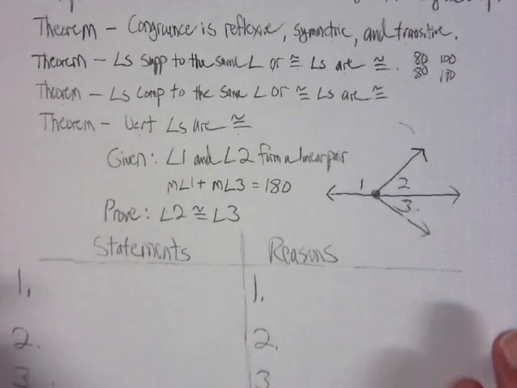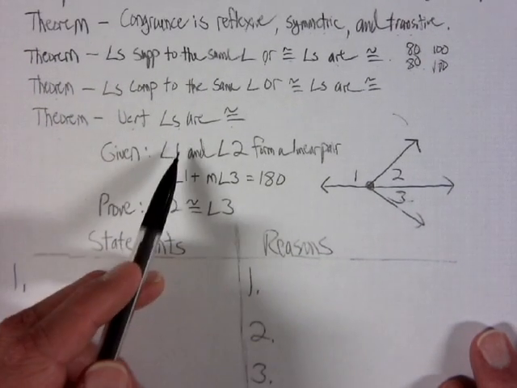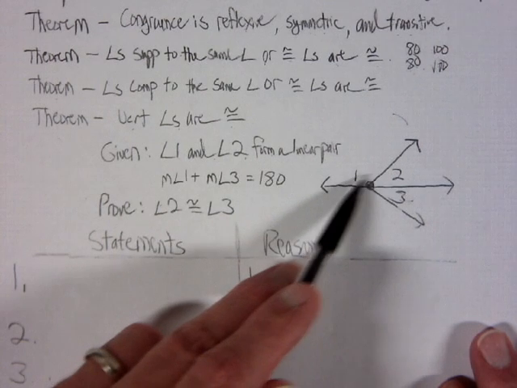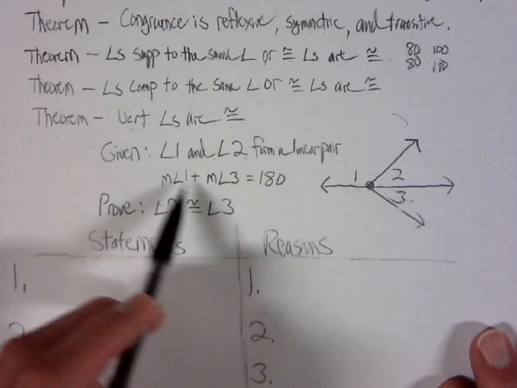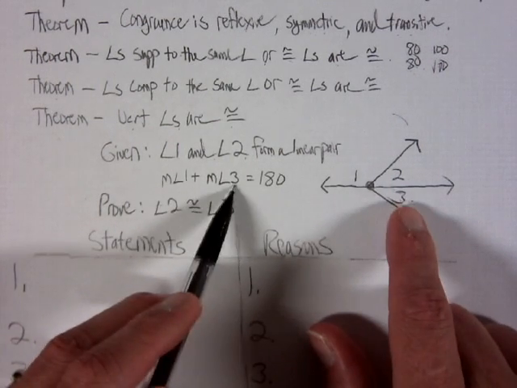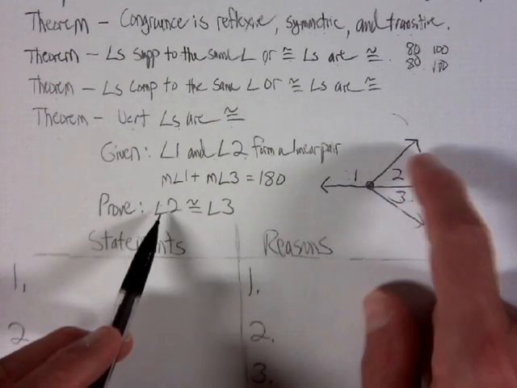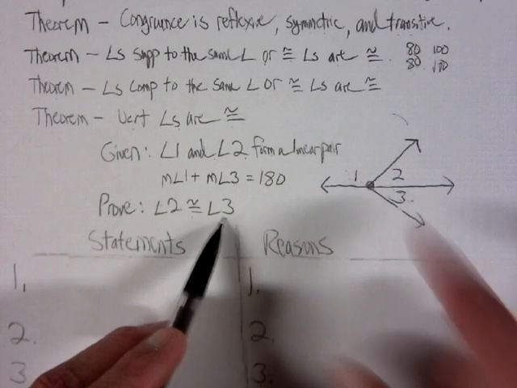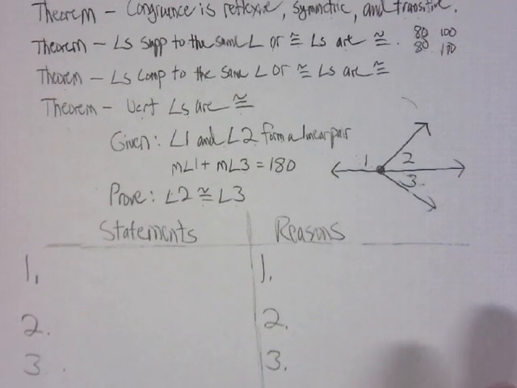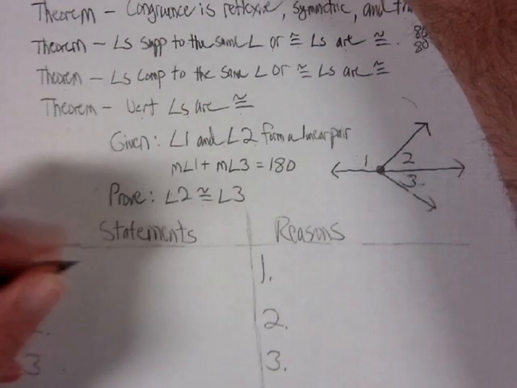We have some given information. Let's look at that first. Angle 1 and angle 2 form a linear pair, so they add up to 180. Measure of angle 1 plus the measure of angle 3 adds up to 180. And what we're trying to prove is that angle 2 is congruent to angle 3. Once again, we'll start off with the given information. Nobody should ever be stuck on the first step of a proof because you're just writing down the given information.